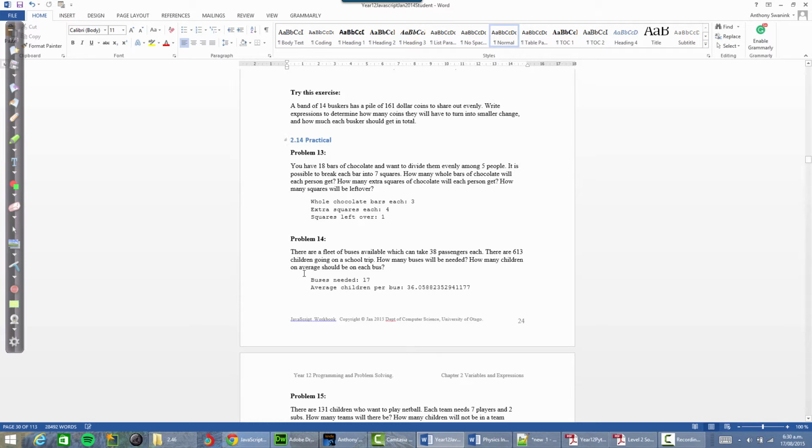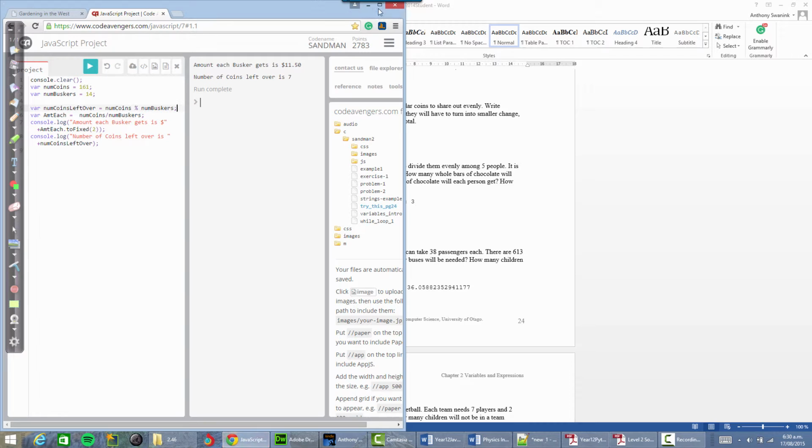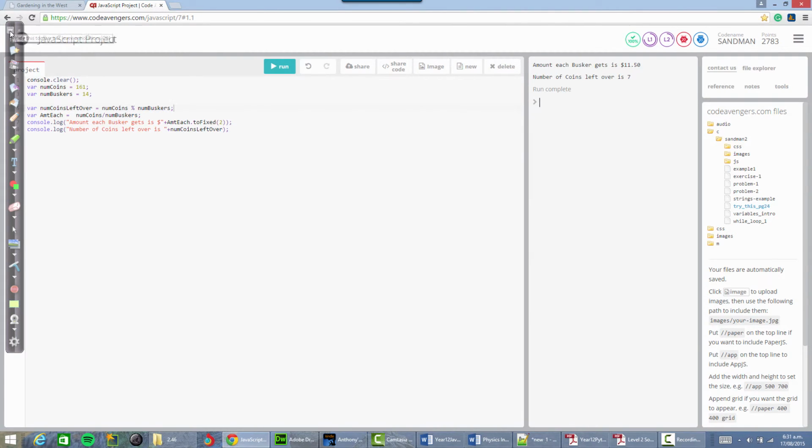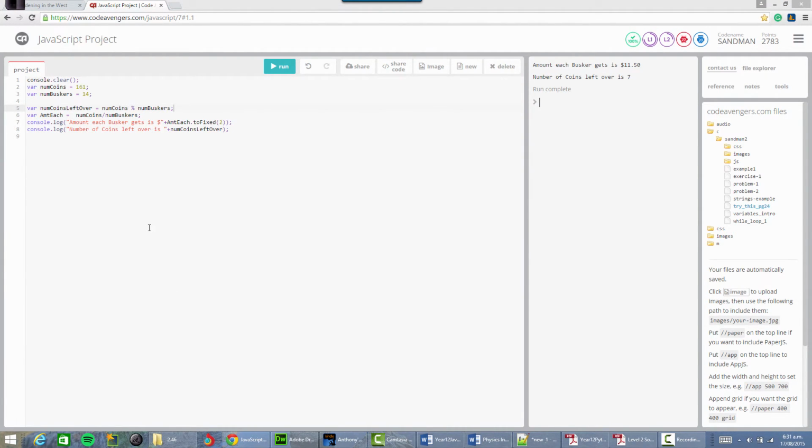Well, I'm just going to swap straight over and have a look at a solution that I've already done for this one, and then we'll try and do a solution for the next one from scratch. So here we are, inside JavaScript. Let me try and get that working, there we go, and minimize that, get that out of the way. Okay, so here is a program that I've written.